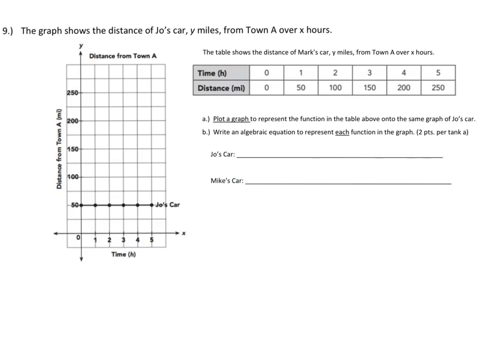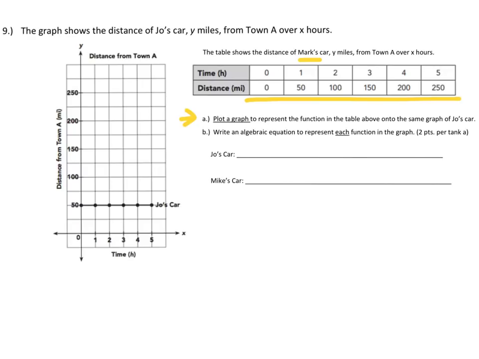Question 9. This graph shows the distance of Joe's car, y miles, from town A over x hours. And the table here shows Mark's car, y miles, from town A over x hours. Step 1, or part A, says to plot a graph to represent the function in the table above onto the same graph as Joe's car. So we're going to take all these ordered pairs and put them on the graph. Let's do that first.